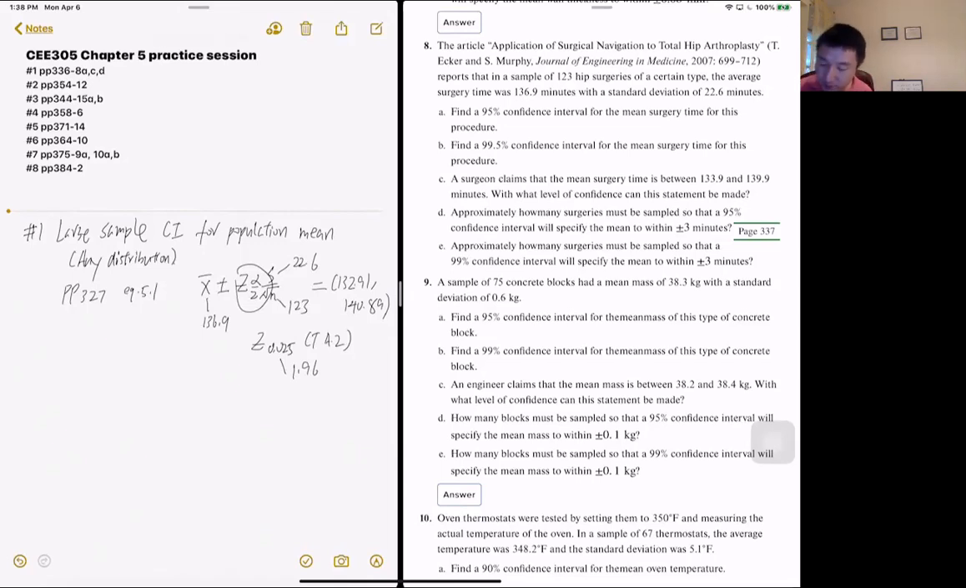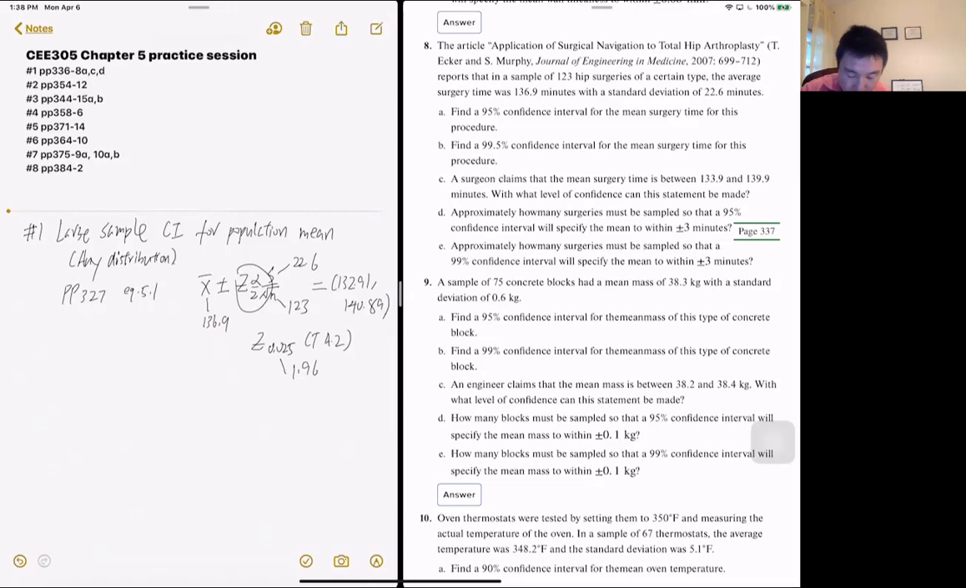We also need to answer part C. Part C is asking: a surgeon claims that the mean surgery time is between 133.9 and 139.9 minutes. At what level of confidence can this statement be made? So this is a back calculation. We use the same equation. For example, we can use the upper bound. The upper bound is 139.9.